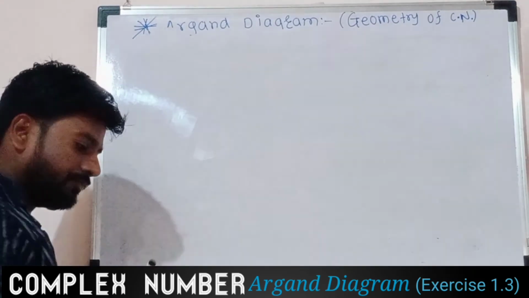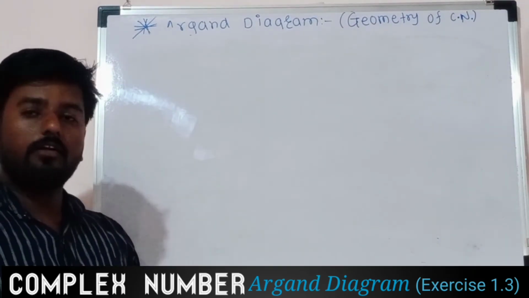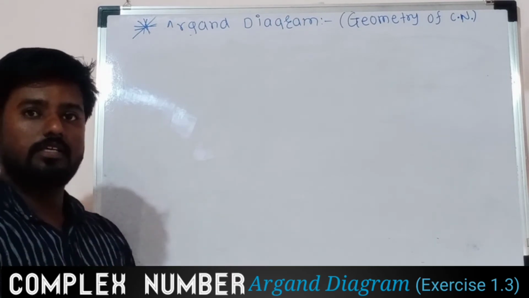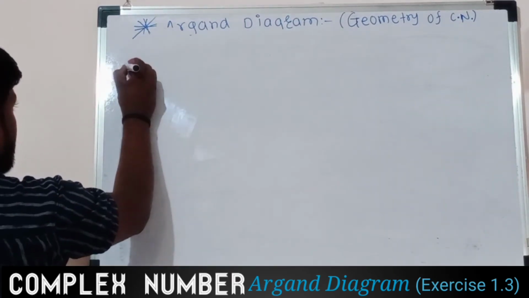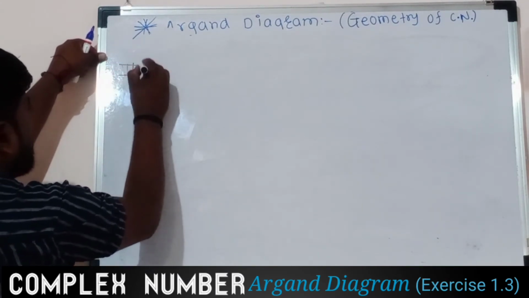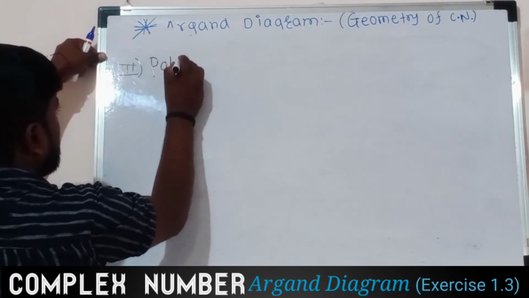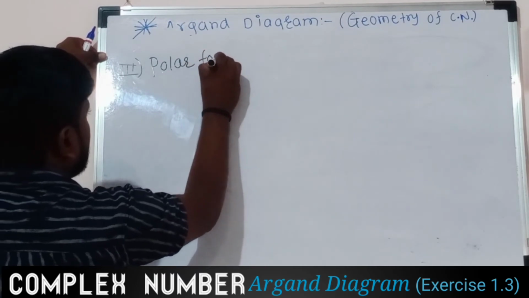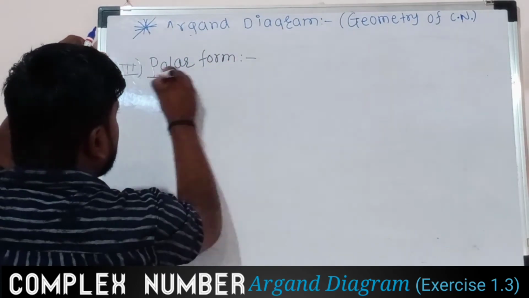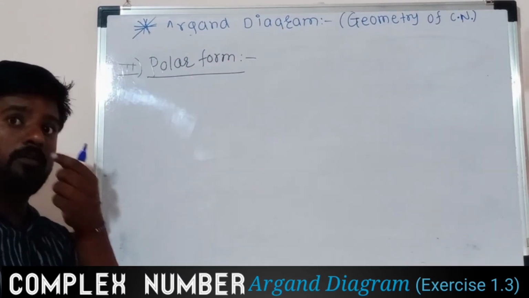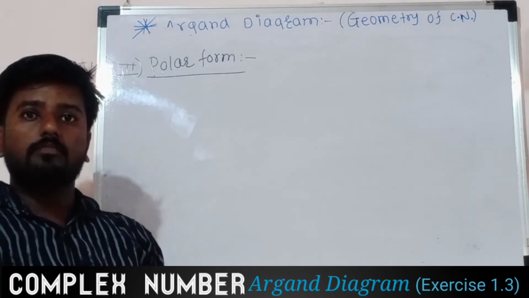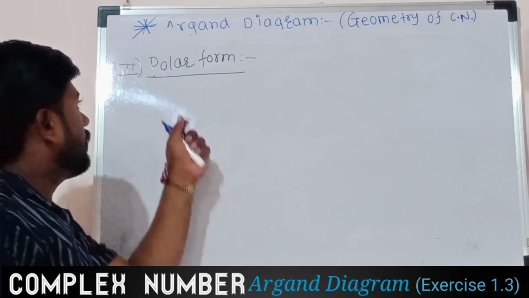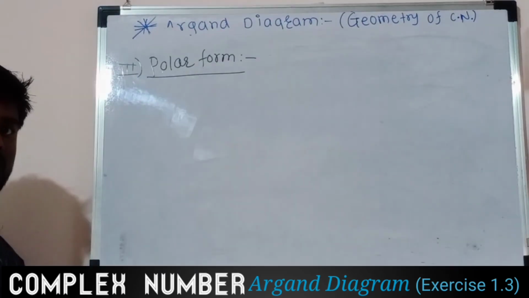So students, the next important part of this main topic is polar form, right? So the third point, that is polar form. Polar form, right students? So what is polar form? Any complex number converted into polar form, right?